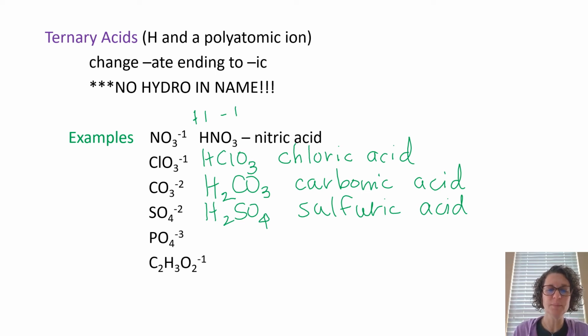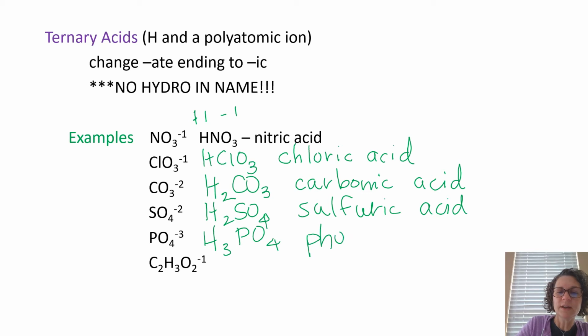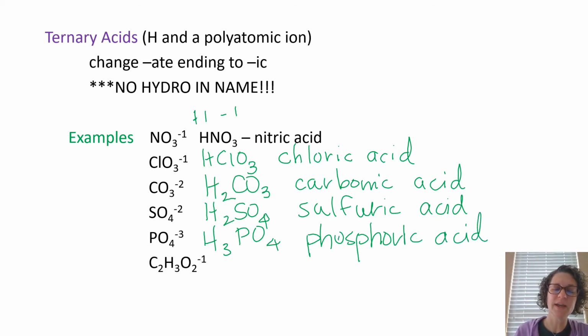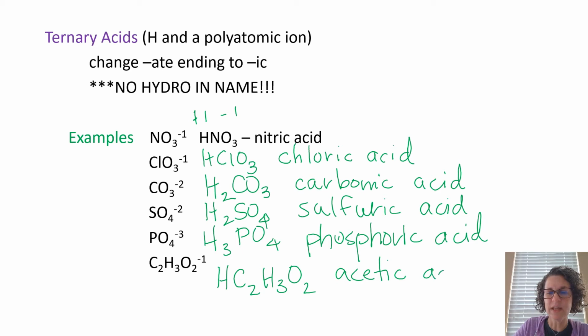All right, PO4 -3. So we have 3 H's, so H3PO4. This is the one that's in like Cokes and stuff. That goes back to the original phosphoric acid. And then the last one, acetate, is a -1. This one was also mentioned earlier. So you have HC2H3O2. Acetate becomes acetic acid, and that is the scientific name for vinegar. Okay.